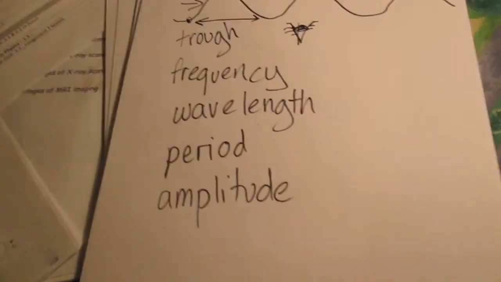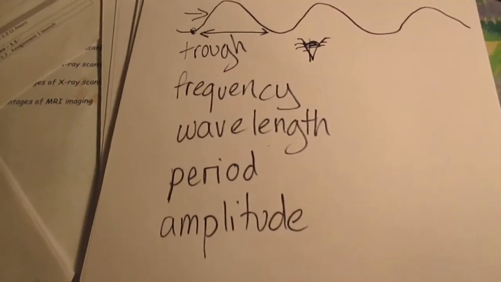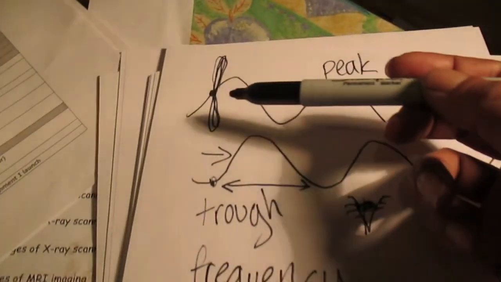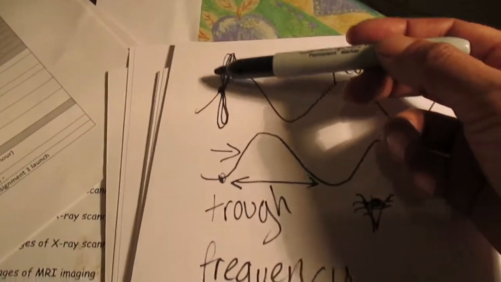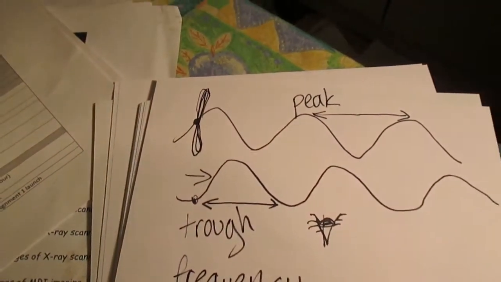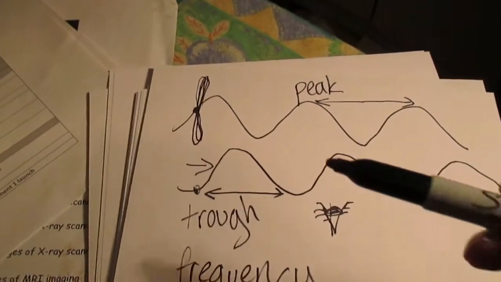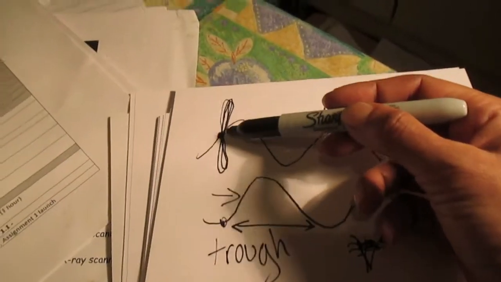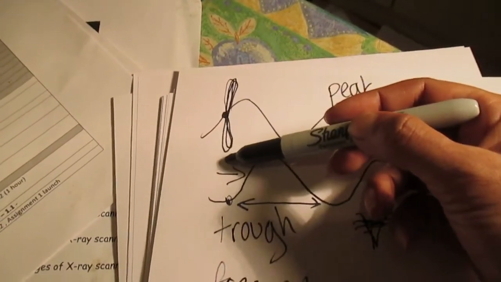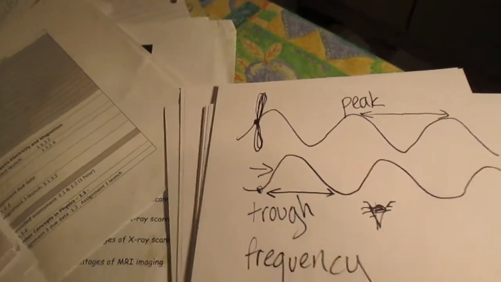Two other words you may come across are period and amplitude. The period is the time it takes for a wave to do one vibration, each part of the wave to do one vibration. So it's going to be in seconds, and that particle will take so many seconds to go up, down and back up, back to the same point.